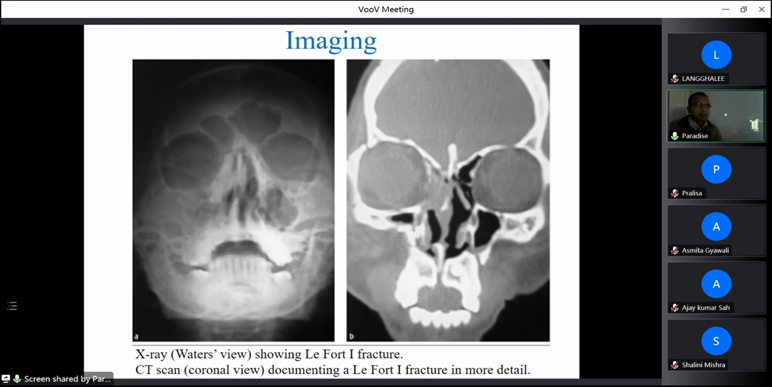You can't find isolated classical Lee Fort 1 fracture or classical Lee Fort 2 fracture. It is associated with other bones as well. It may be associated with Lee Fort 1, Lee Fort 2, Lee Fort 3, all together, along with Inouye fracture, along with orbital fracture, along with ZMC fracture. So there is a combination of fractures.